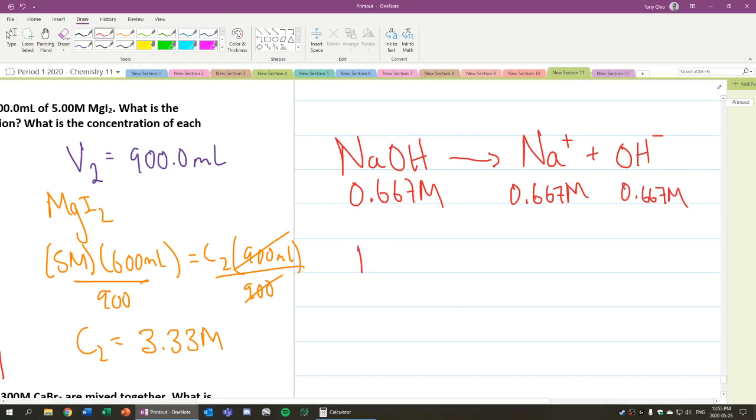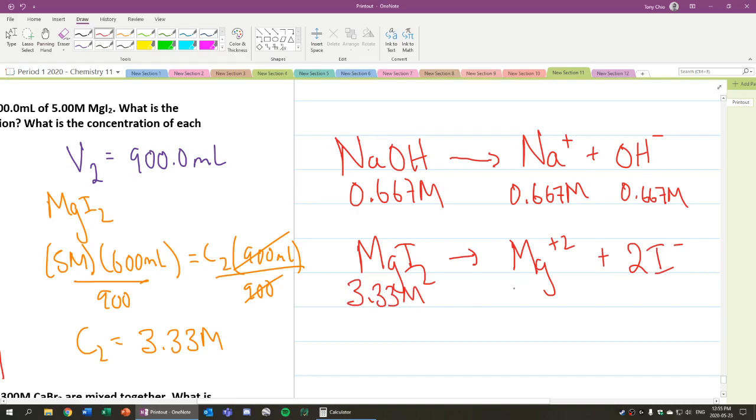For MgI2, this is where it differs, because MgI2 dissociates into magnesium plus 2 moles of iodide ions. If the magnesium is 3.33 molarity, what will the iodide be? The iodide will be twice as many, which is 6.67 molarity, because it has 2 for every 1 mole of magnesium iodide. When magnesium iodide dissociates, it will always break apart into 2 iodide ions.